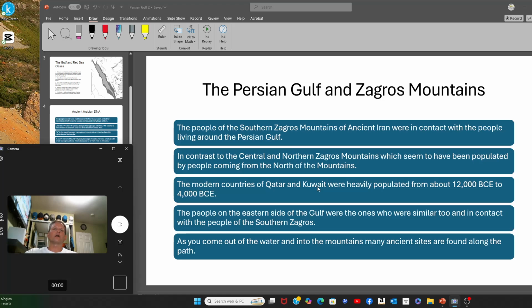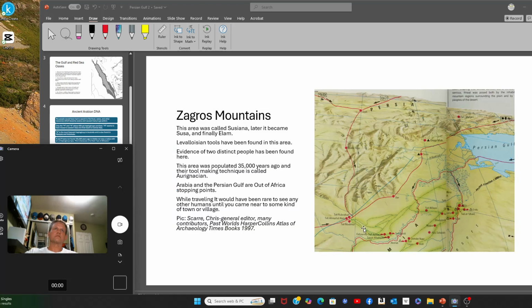As you come out of the Persian Gulf and into the mountains of these southern Zagros, there's like a valley that leads up into the mountains with sites on both sides. Many ancient sites are found along the path. So does this sound familiar to us? People arriving in the Persian Gulf and going up into the mountains. That sounds like the story of Anu or Nimrod. Okay.